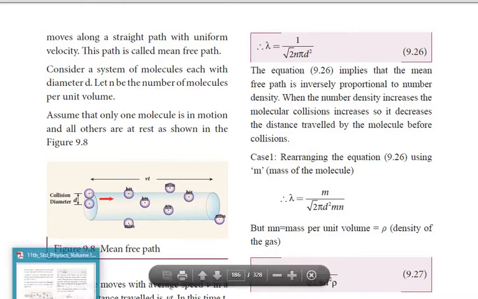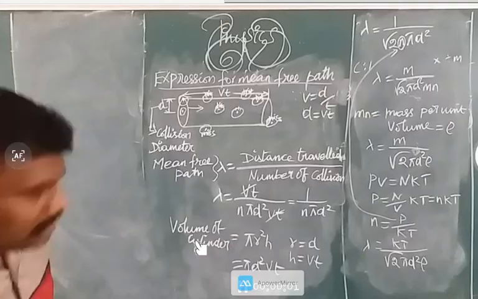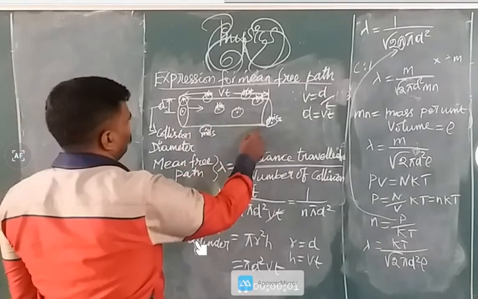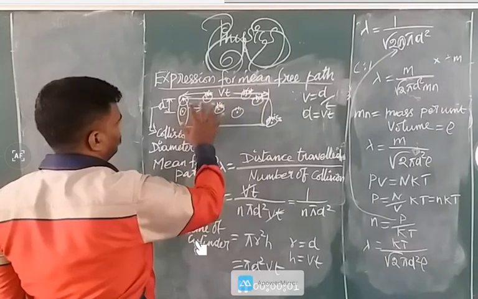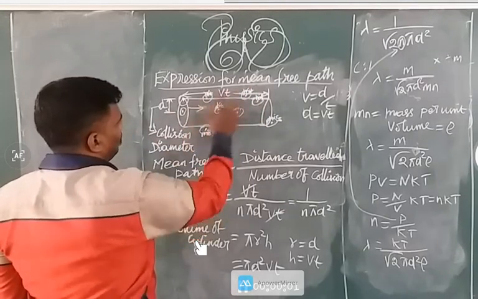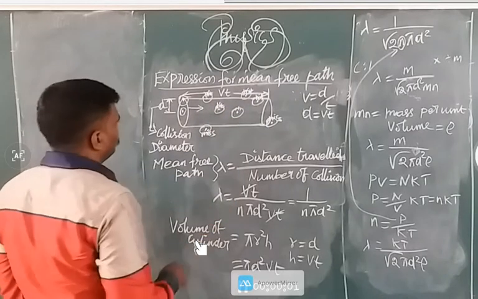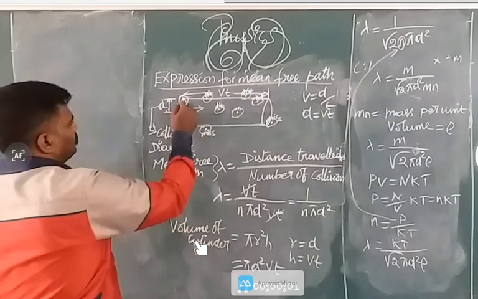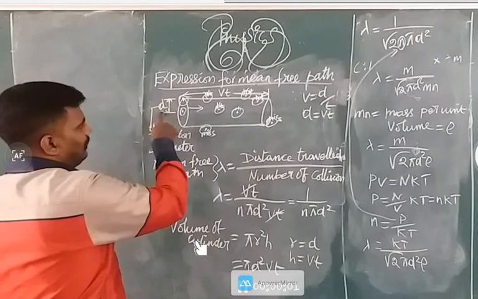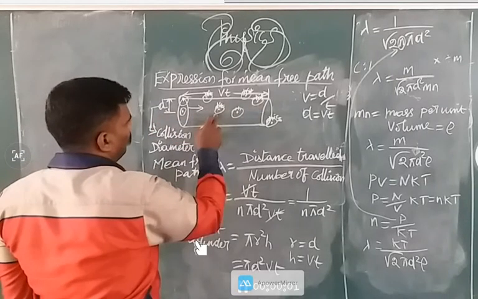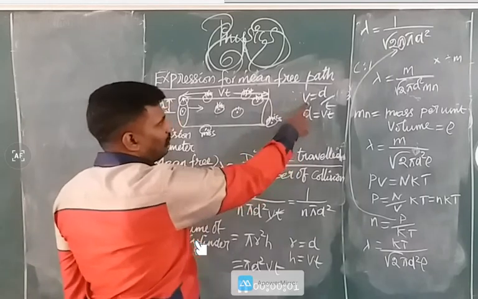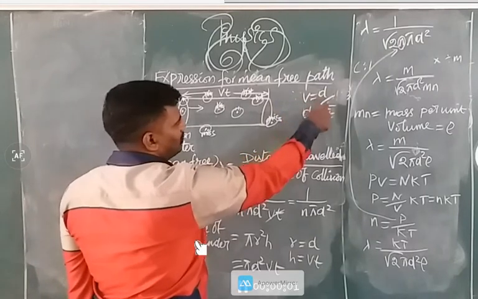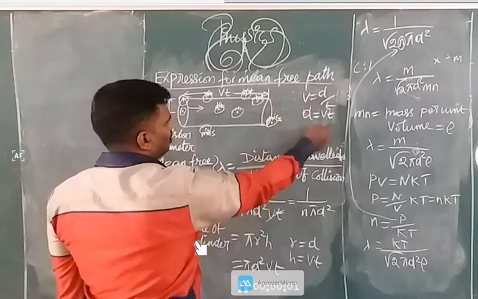Now I am going to explain this concept. This is a cylindrical shape. It contains so many molecules; the cylinder is filled with gas. It has a large number of molecules. So this collision distance is represented by d. The distance moved by the molecules is represented by dt. This dt is obtained from the velocity formula: velocity is equal to displacement by time. Here displacement is equal to dt.